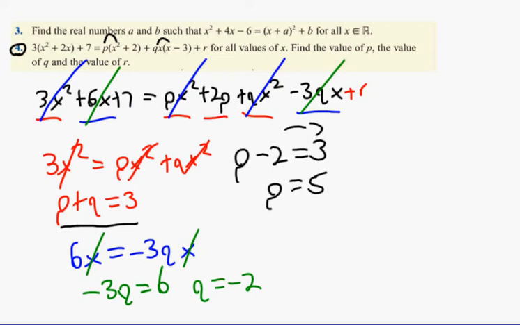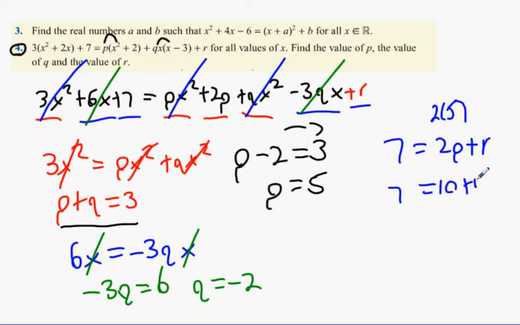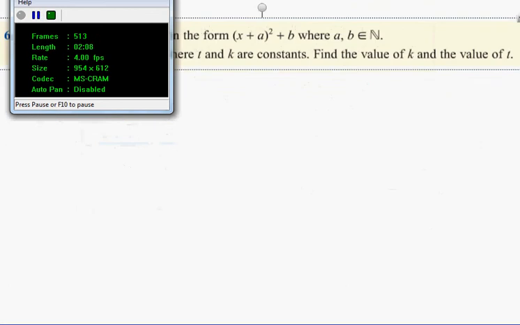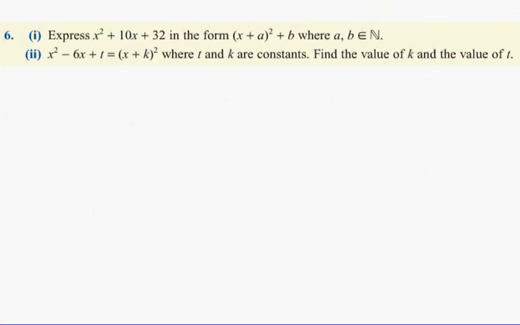And then finally, what happens at the end? 2p and r are equal to 7. 7 equals 2p plus r. What is p again? 2 times 5, 10, plus r equals 7. What's r on its own? r equals minus 3. Okay, we're good with that. 4 followed by 6. Okay, so question 6.